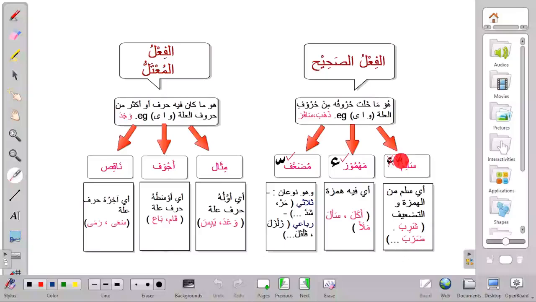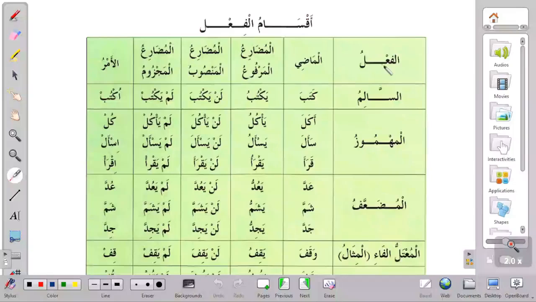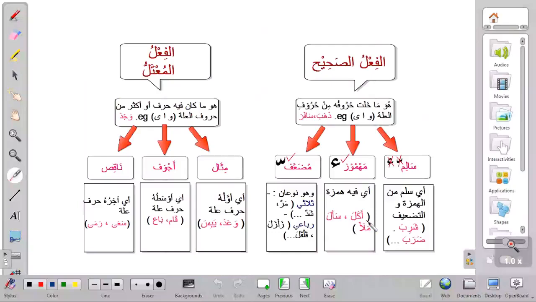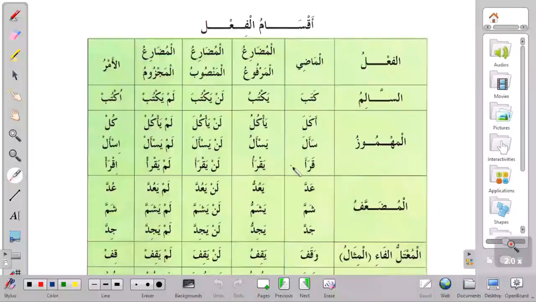Salim, we said, despite not having harf illa, doesn't have shadda, and it doesn't have hamza either. Then Mahmuz is that which has hamza. And then Muda'af, as we have seen even in this lesson, is that which has shadda, where there's repetition. So that is basically the 3 categories of Sahih verbs, and these are the 3 that he has put here.